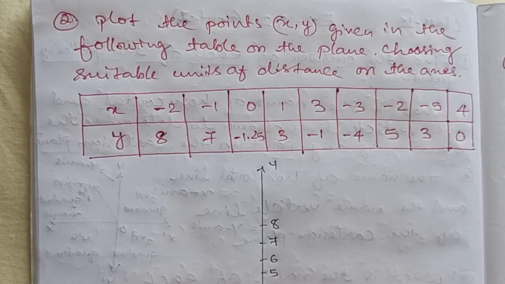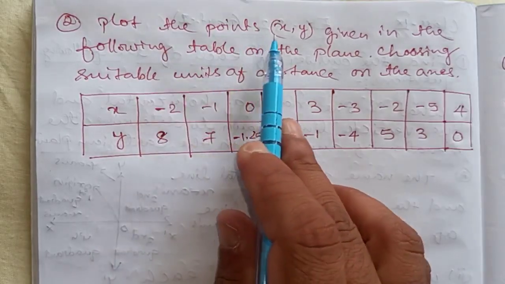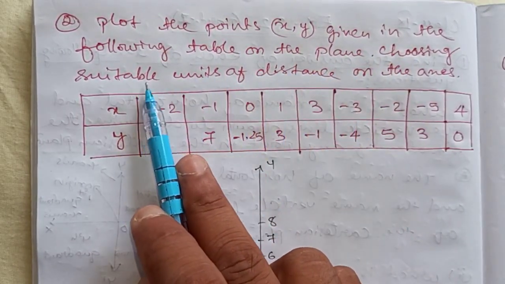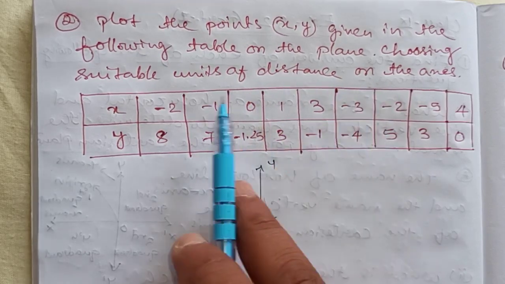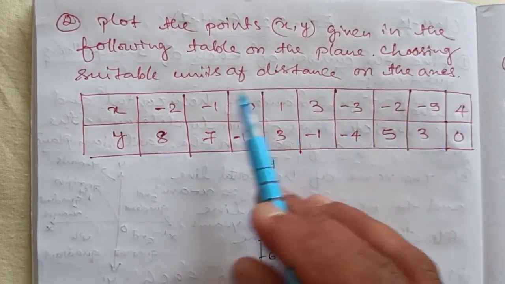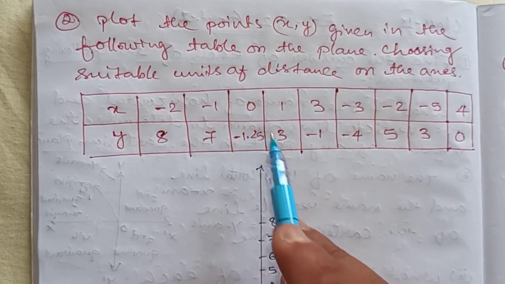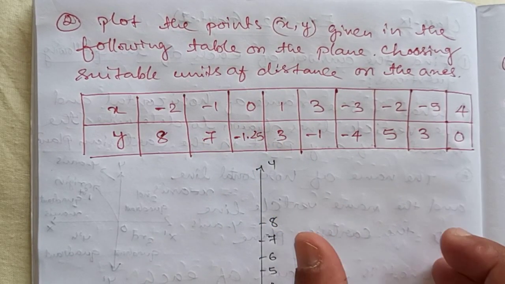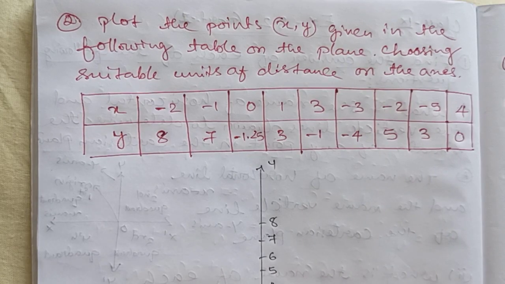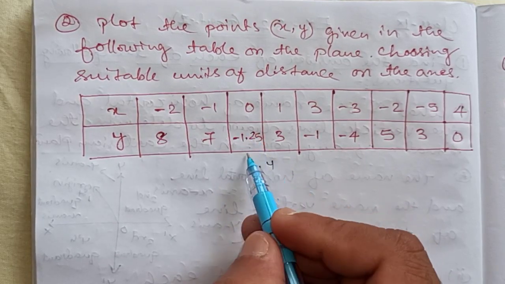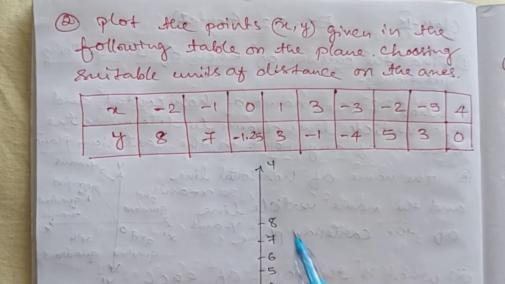Okay, next question. In question number 2, it is given: plot the points (x, y) given in the following table on the plane. Choose suitable units of distance on the axis. So there are some points given in the table. We have to plot these points on a Cartesian plane. So you solve this question on graph paper so that it will be easier to locate the points with the decimal value. Okay, there is a decimal value given here. It will be much easier to locate this decimal value.